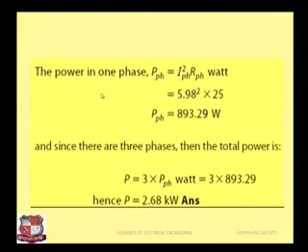Now let us go for power in one phase, since it is a balanced system. Power per phase, PPH, is equal to IPH square into RPH watt. So it is very easy. Just put the value of IPH here, 5.98 square into RPH, which is 25 ohms. So per phase power comes to 893.29 watt. And since there are 3 phases, the total power will be 3 into PPH. Since the circuit is balanced, we can simply say total power is equal to 3 into per phase power. So the final answer is P equals 2.68 kilowatt.